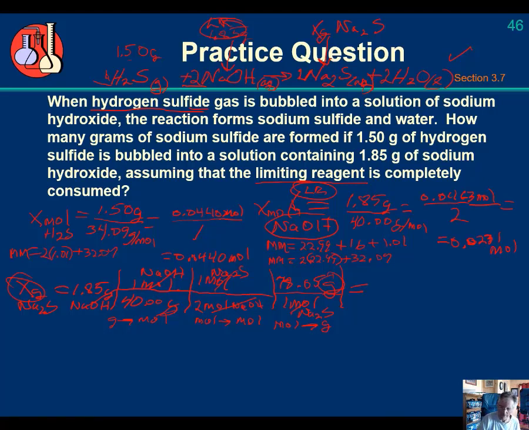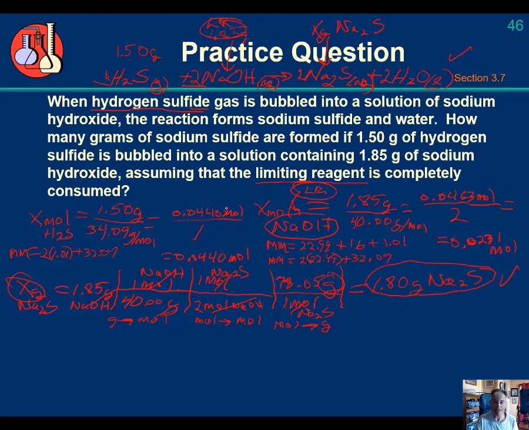When I do the math, which I'm just plugging into my calculator, 1.85 times 1 divided by 40. I don't need to multiply times the 1. Just go straight to divide by 40, times 1, which you don't actually have to do because it doesn't change anything. Go straight to divide by 2 and then times 78.05. And you don't need to worry about dividing by 1. When I do that, I get 1.80 grams of sodium sulfide.